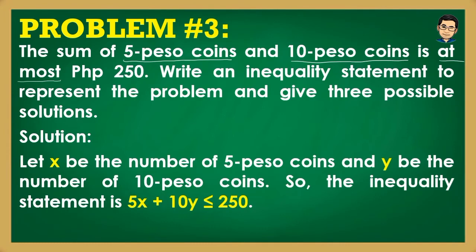So, to write the inequality statement, let x be the number of 5 peso coins and y be the number of 10 peso coins. So, the inequality statement is 5x plus 10y is less than or equal to 250. So, yung x natin dyan is yung 5 peso coins. Yung y naman, yung 10 peso coins. And then, sabi ko nga kanina, yung at most, nagpe-pertain siya sa less than or equal to na symbol.